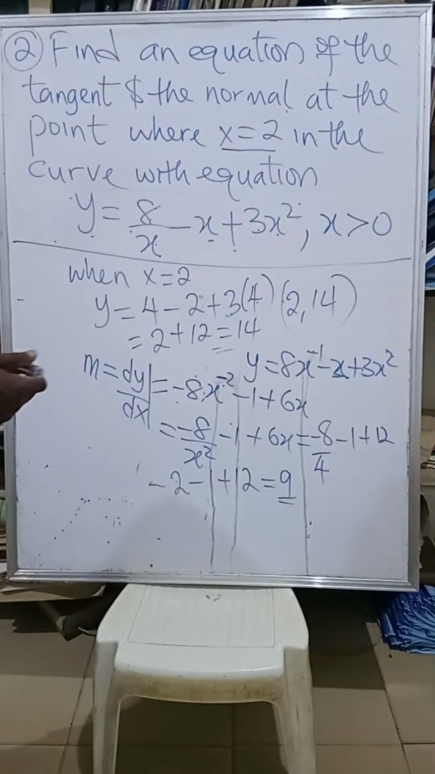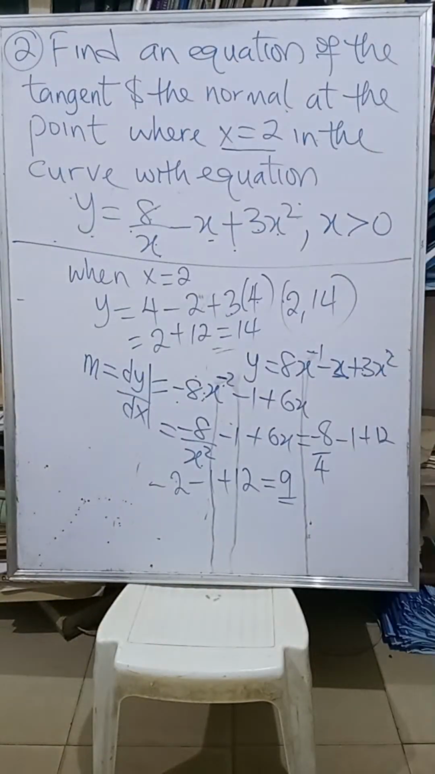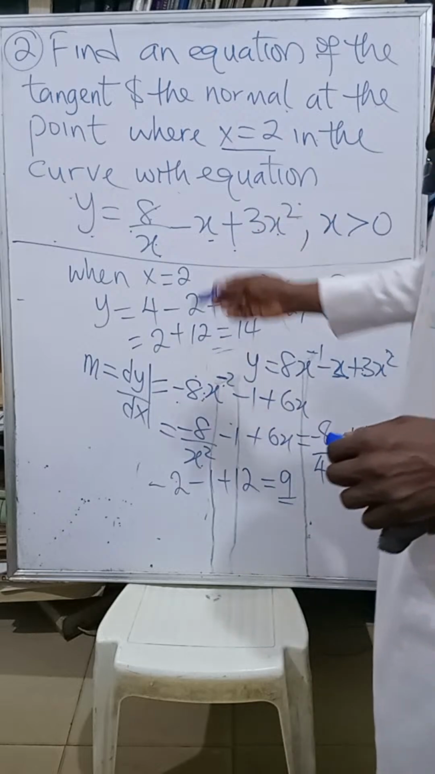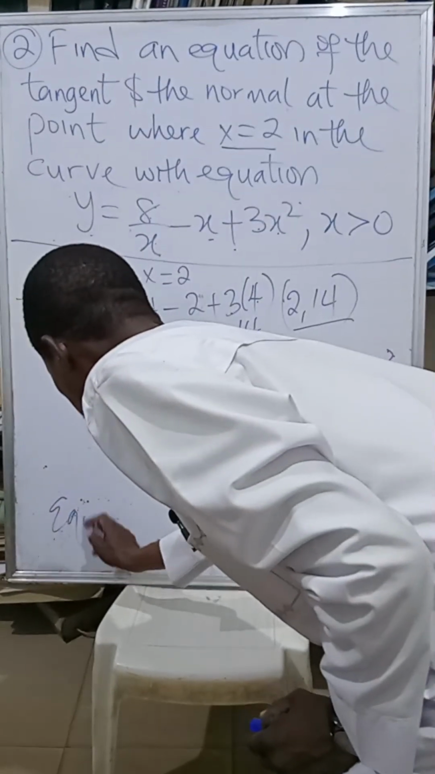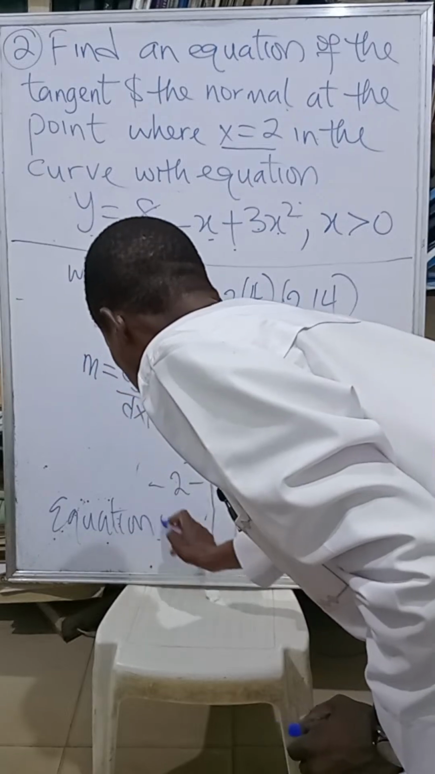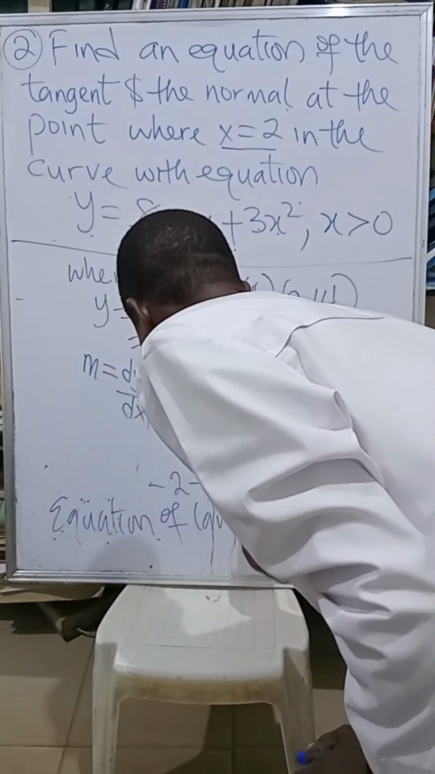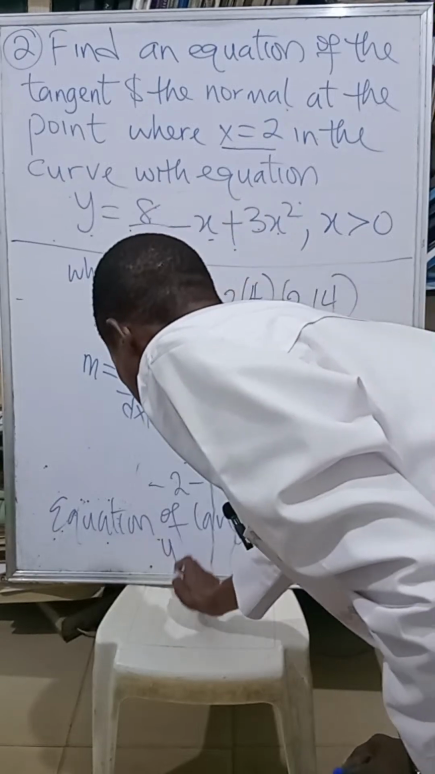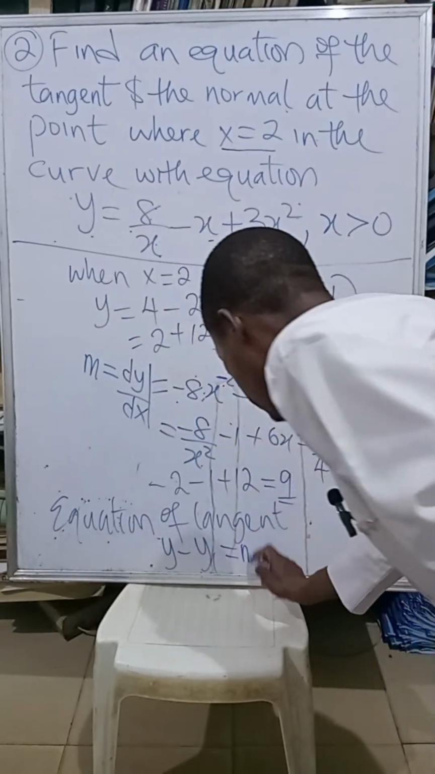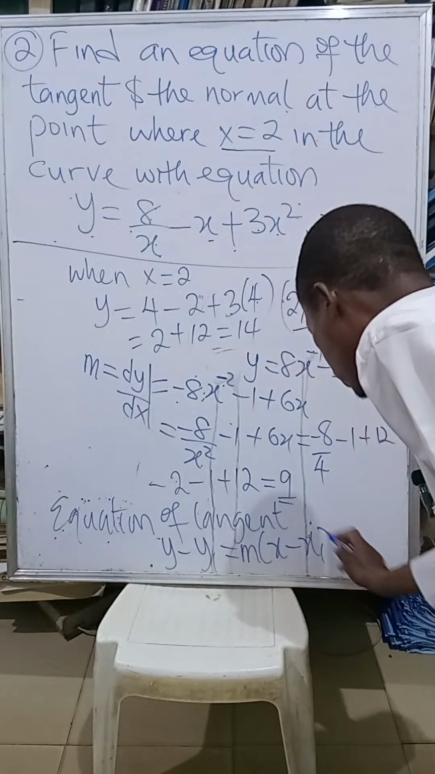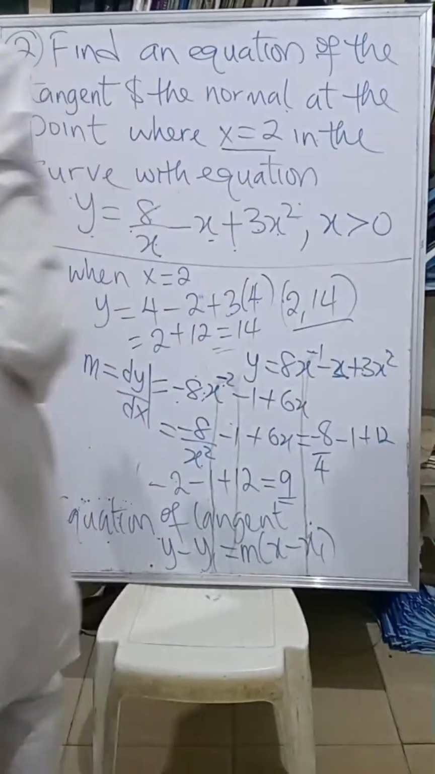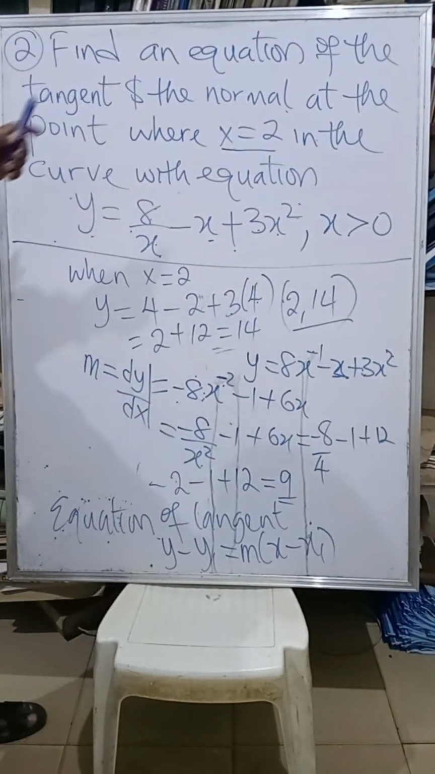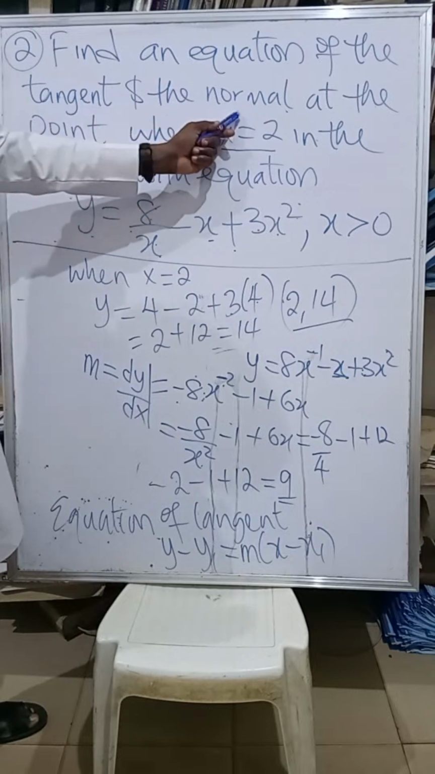What to do now is, we've gotten the gradient as 9, then we've gotten the coordinate point (2, 14). Then the equation of the tangent is y minus y1 equal to m times x minus x1. Okay, that's the equation of the tangent. So we have to find the equations of the tangent and the normal.